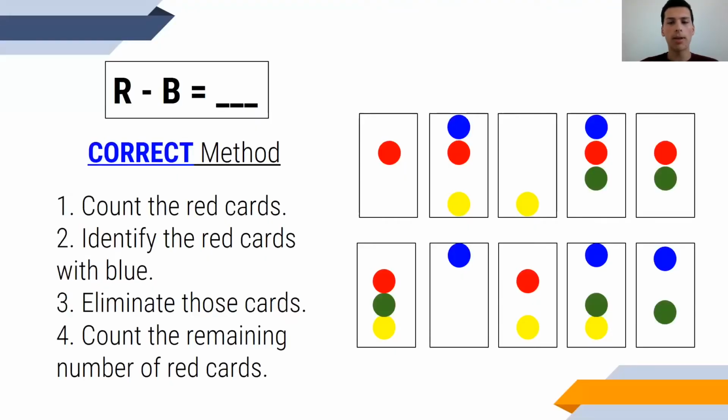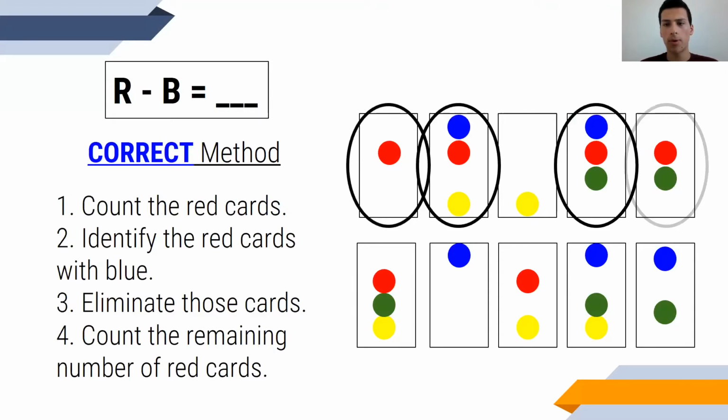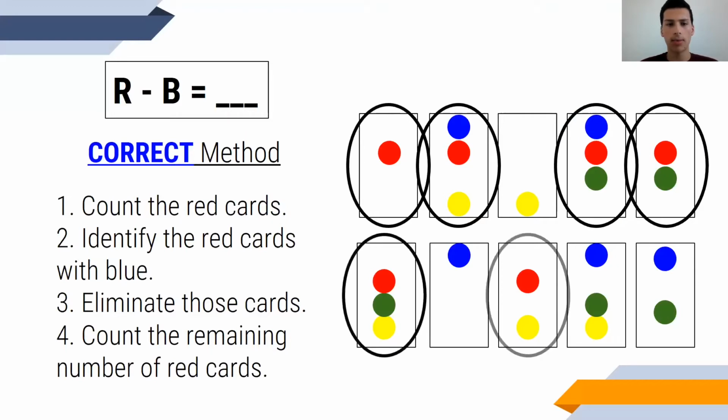Let's do red minus blue with this universe of 10 cards with the correct method. This is how you should do your subtraction. I've outlined 4 steps that we're going to follow here. The first one is to count the cards. So we have 1, 2, 3, 4, 5, 6 red cards. Now we're going to identify the red cards with blue. We can see 2 cards here that have red and blue.